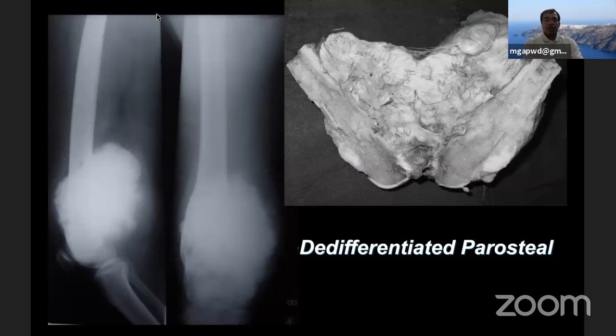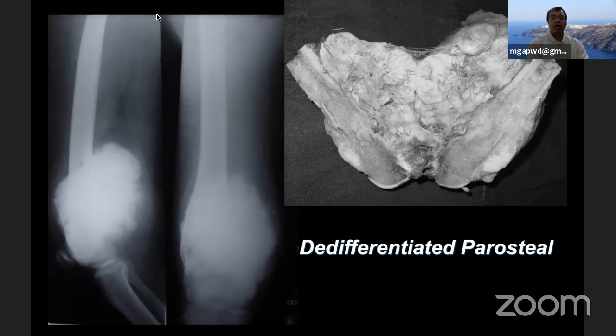A dedifferentiated parosteal osteosarcoma is another high-grade surface osteosarcoma. So if a parosteal has remained for a long time, or if again, like a low-grade osteosarcoma, it has been resected, somebody has removed it and not removed it completely, and it recurs, you can get a dedifferentiation. And this dedifferentiation is sometimes difficult to spot unless there is a history of rapid growth.